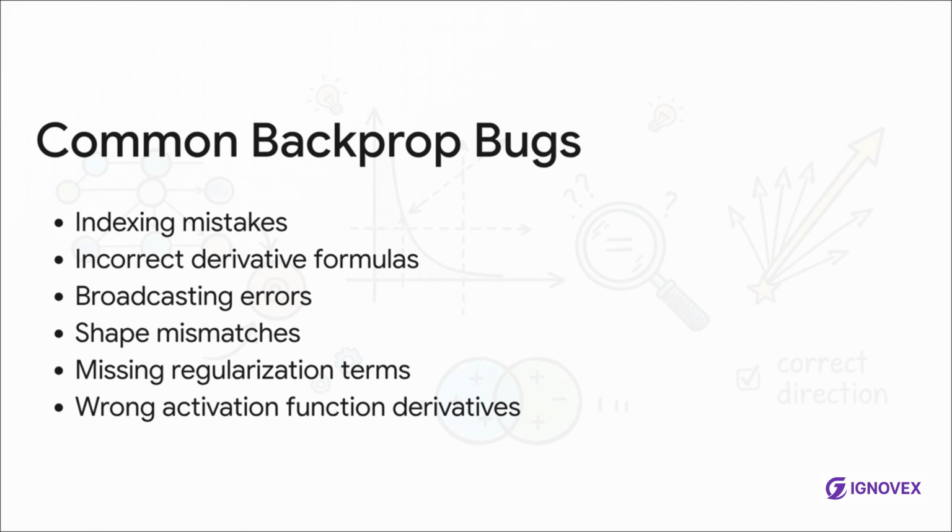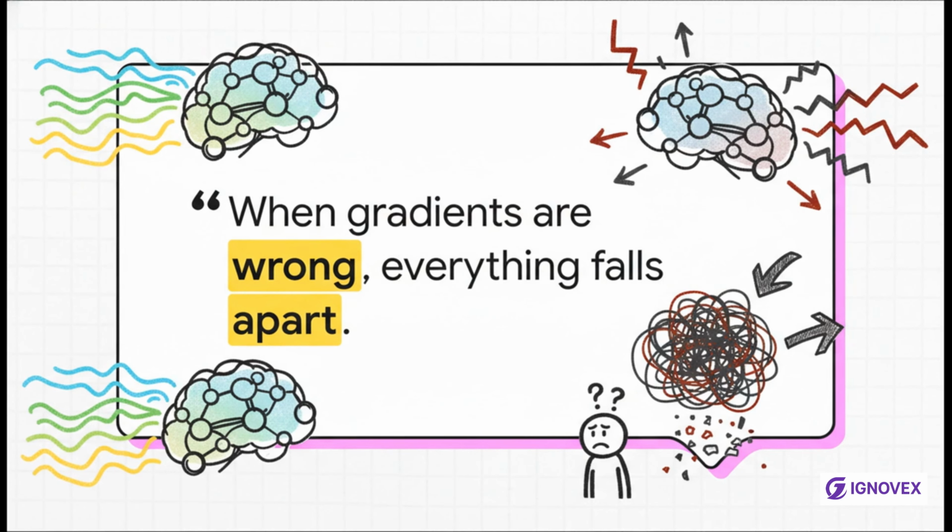Just look at this list. We're not talking about huge, obvious mistakes. It's usually something tiny. A misplaced index, forgetting to add in a regularization term, or getting a derivative formula just slightly off. These are the kinds of subtle bugs that can completely corrupt the entire learning process. This quote just nails it. It perfectly illustrates the stakes here. See, gradients are the signals, the directions that guide your model toward a solution. If those directions are wrong, your model is essentially getting bad GPS. It's going to get completely lost, and the whole learning process just falls apart.